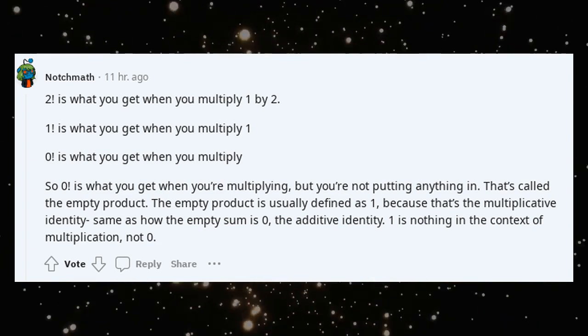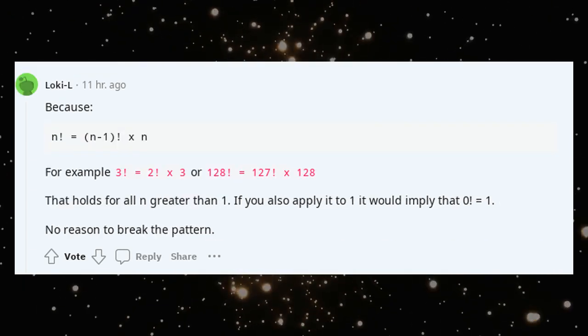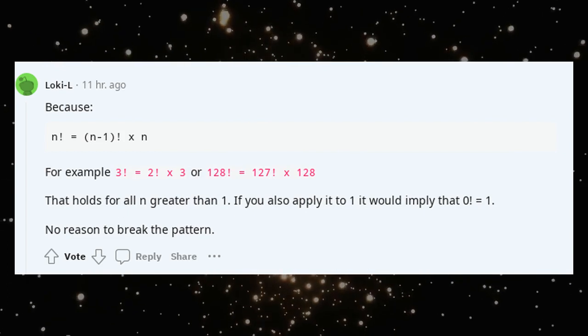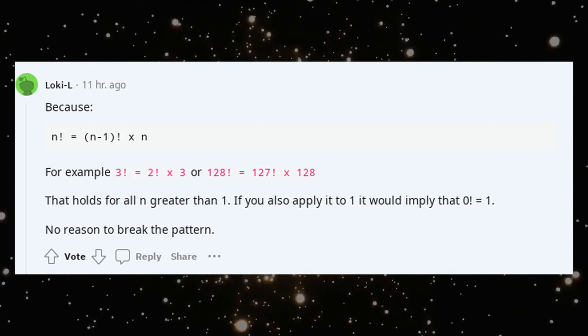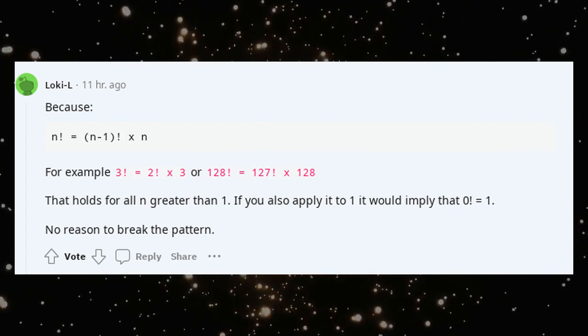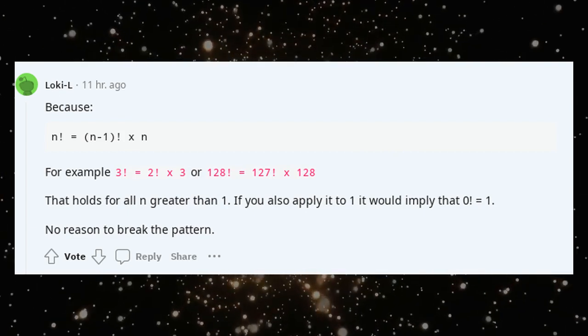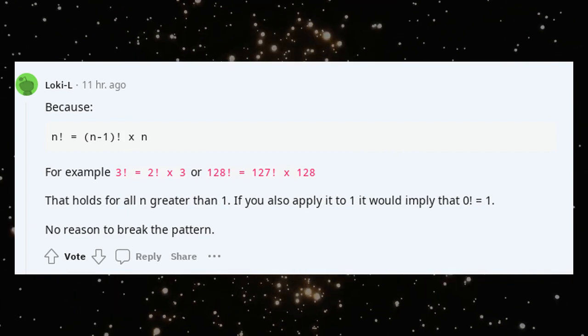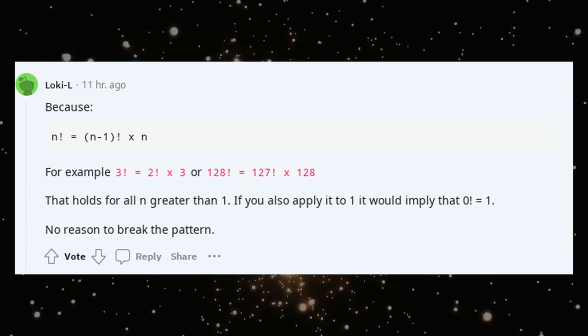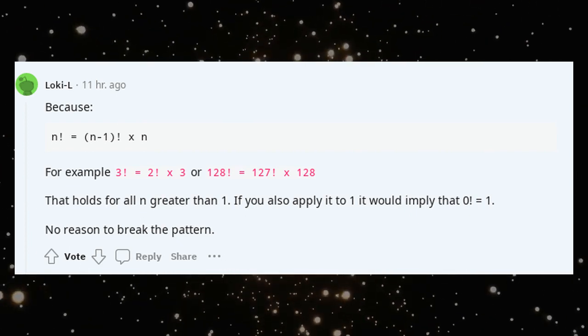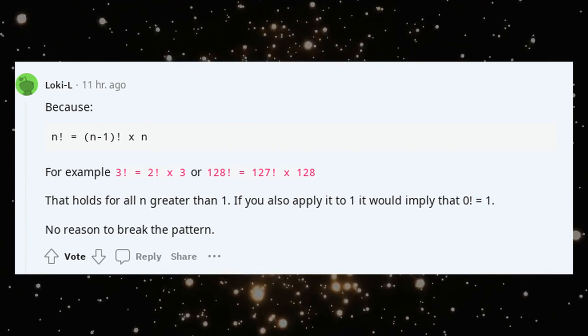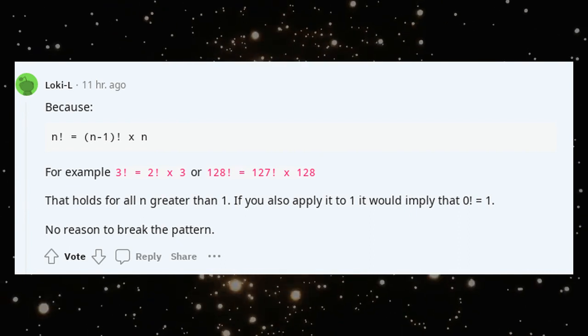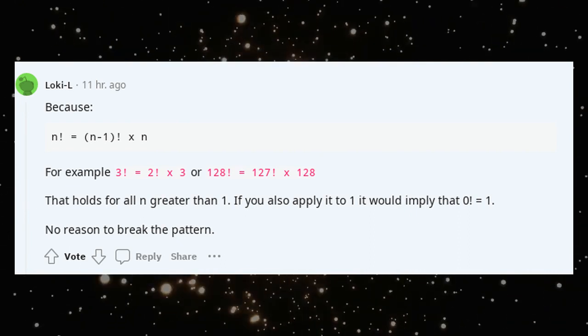Not 0. Because n! = n × (n-1)!. For example, 3! = 2! × 3, or 128! = 127! × 128. That holds for all n greater than 1. If you also apply it to 1, it would imply that 0! = 1. No reason to break the pattern.